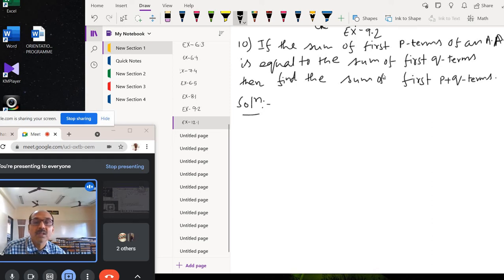Good morning. Chapter Sequence and Series, exercise 9.2, question number 10. The question is, if the sum of first p terms of an AP is equal to the sum of first q terms, then find the sum of first p plus q terms. Okay? So let the first term be a and common difference be d.